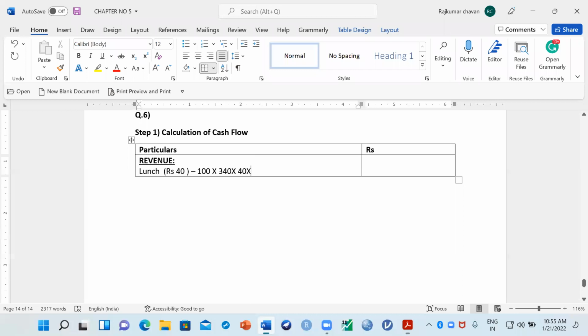So if you calculate 100 into 340 into 40 rupees, the price per lunch, and 2 capacity. So on an average, what is the total revenue they are generating from lunch? Can you put your answer in the chat box? So what is the amount? Just multiply 100 into 340 into 40 into 2. I'm waiting for your answer in the chat box. Just multiply and tell me what is the total revenue from lunch.